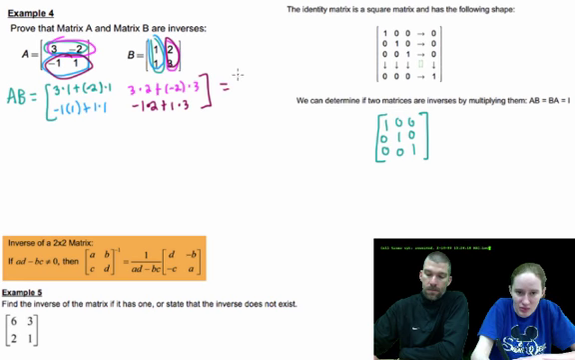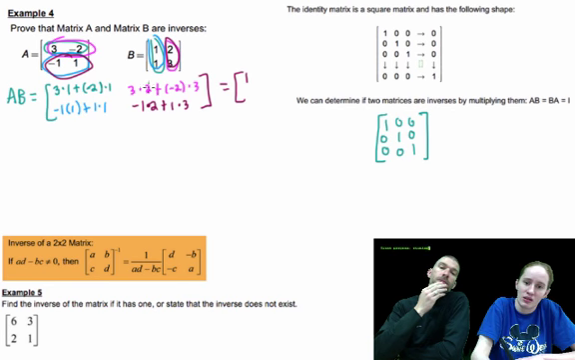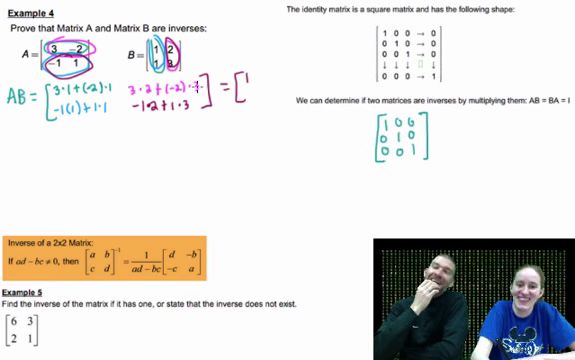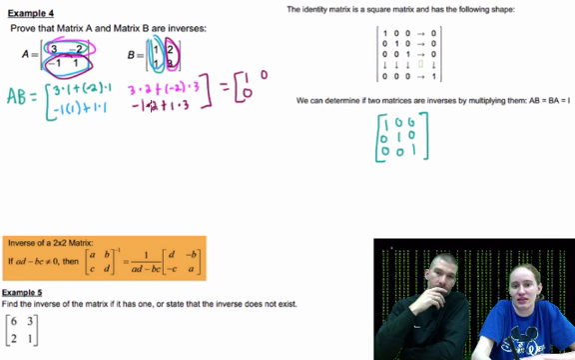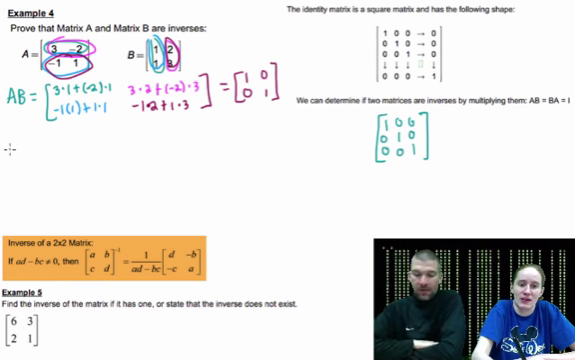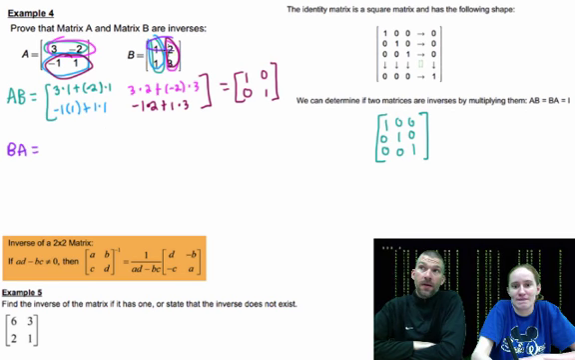So when we work this out, 3 times 1 plus negative 2 times 1 is 1. 3 times 2 plus negative 2 times 3, that's 6 minus 6, which is 0. Negative 1 plus 1 is 0, and then this is negative 2 plus 3, which is 1. That is the identity matrix. Let's see if we can do this the other way around now. And if we can, life will be good.